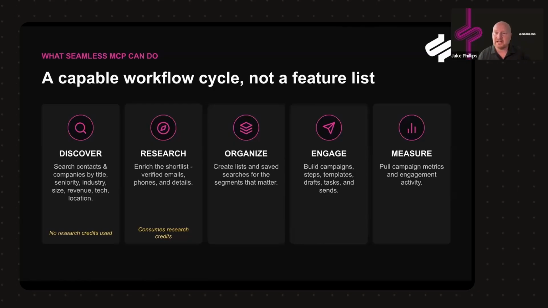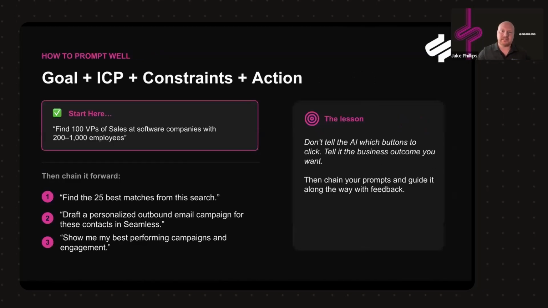And then you can also use AI to measure how your campaigns are doing. You can ask it which campaigns you have live and what the metrics are on those campaigns. That gives you the ability to do this full circle life cycle from discover all the way down to measure, utilizing the Seamless MCP.